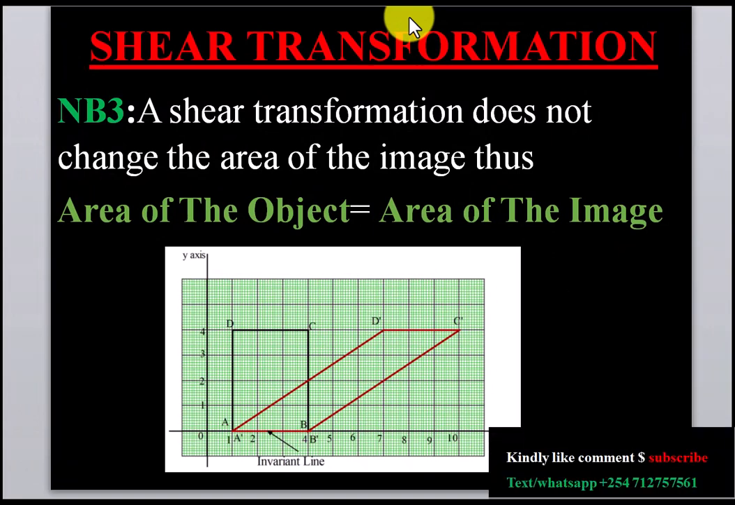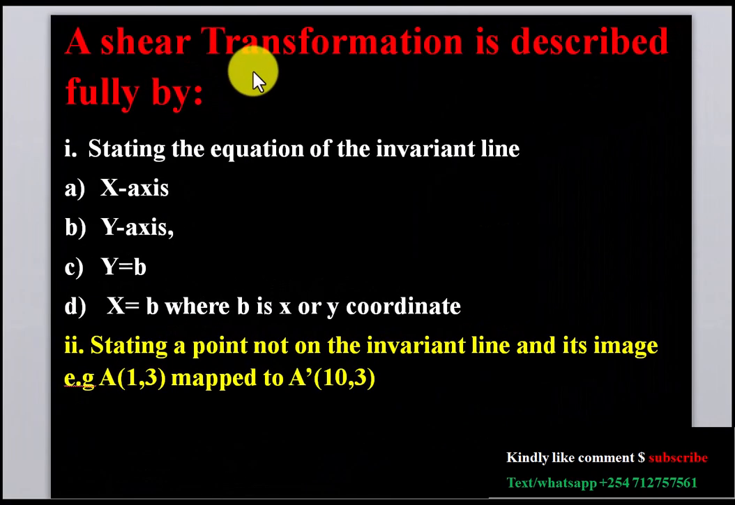NB number 3: a shear transformation does not change the area of the image, thus the area of the object is equal to the area of the image. Describing a shear transformation: a shear transformation is described fully by stating two things. 1, stating the equation of the invariant line. 2, stating a point not on the invariant line and its image.